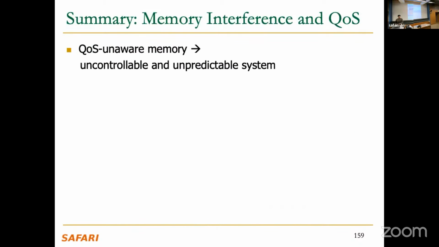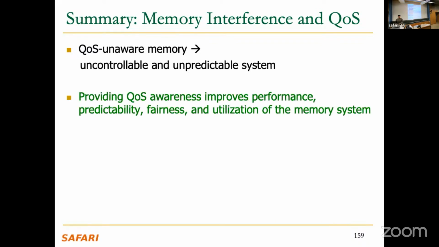Basically, again, going back to the problem, if you have a quality of service unaware memory, you end up with an uncontrollable and unpredictable system. This is bad for many things like programmer quality of life, I would say, and service level agreements that, as an organization, you provide to your customers, for example. And providing quality of service awareness will improve your performance, predictability, fairness, and you will allow multiple sources to utilize the memory system in a fair way.